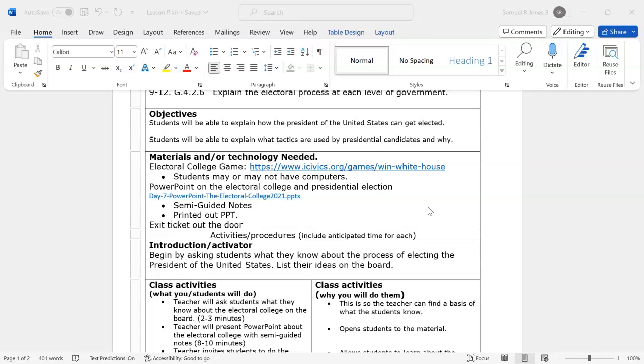I also need a PowerPoint, which I will do before the game, and I linked it in this Word document. I will provide the students with semi-guided notes, so they will be providing most of their notes, but I will give them a little help. If students ask for it, I will print out the PowerPoint so they can follow along. And at the end of class, an exit ticket will also be provided.